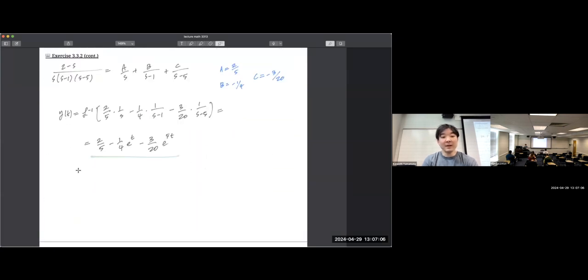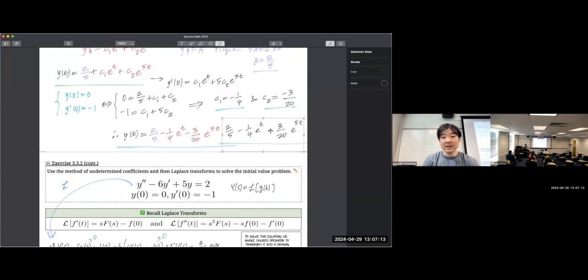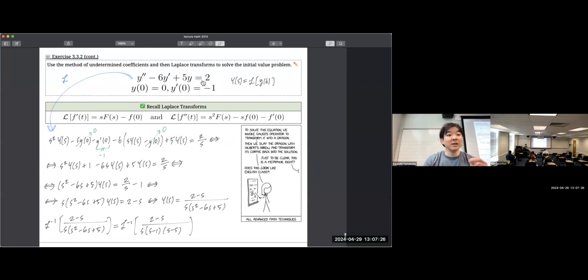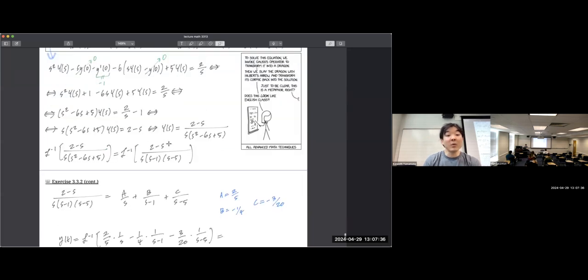So I can copy the solution we got using Laplace transforms and paste it up here, and you can see that they're the same: 2 over 5 minus 1/4 e to the t, minus 3 over 20 times e to the 5t. So they are the same. But the process is you take the equation, you transform it, and then you do algebra to find what capital Y of s is, but that's not our solution. That's the Laplace transform of our solution.